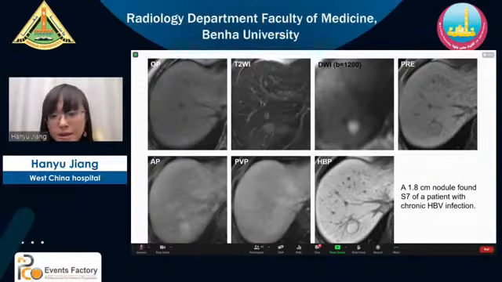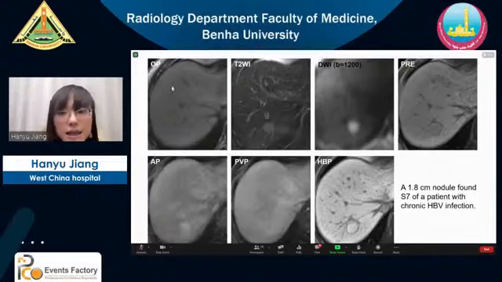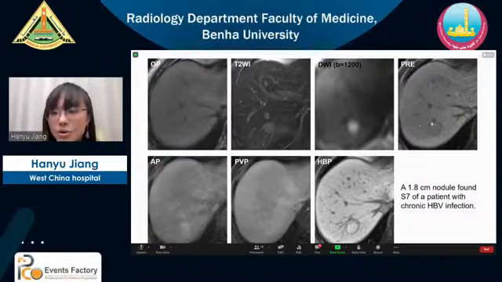This is another patient with a 1.8 centimeter nodule found in S7 of a patient with chronic hepatitis B infection. So on the pre-contrast T1 weighted images, we can see that the nodule appears mildly hypointense relative to the background liver.